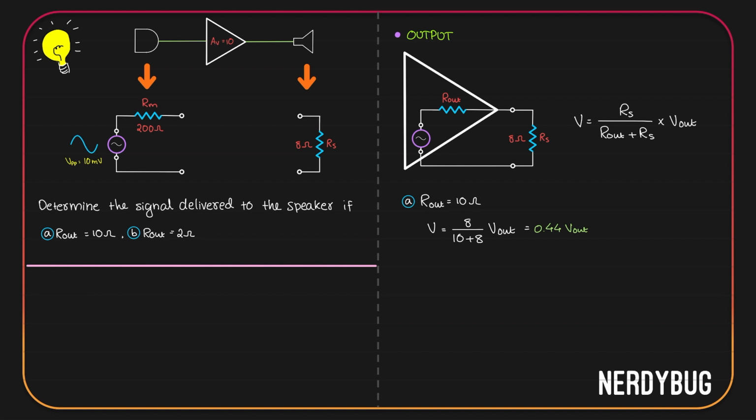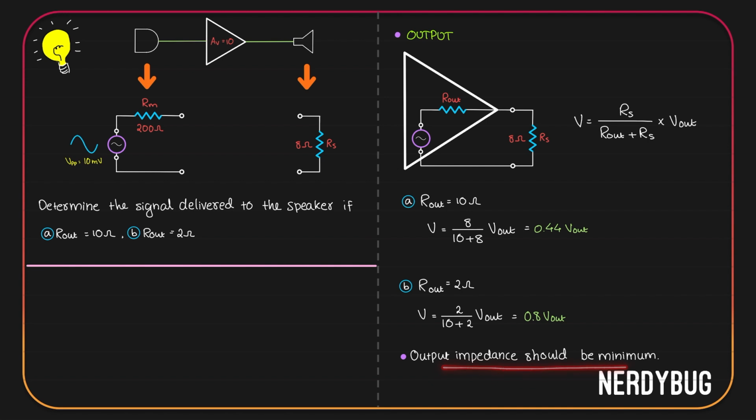Let's try the next case. Our output impedance is 2 ohm. In that case, voltage delivered to the speaker will be 8 divided by 2 plus 8 times Vout. That is 0.8 Vout. We get 80% of the original signal. Obviously, it is better when the output impedance is lesser. So we can affirm that output impedance should be minimum.